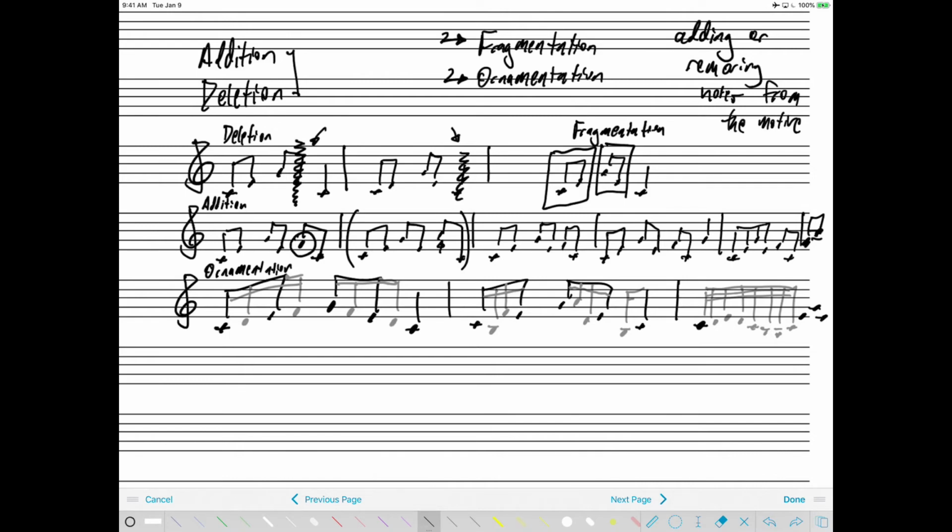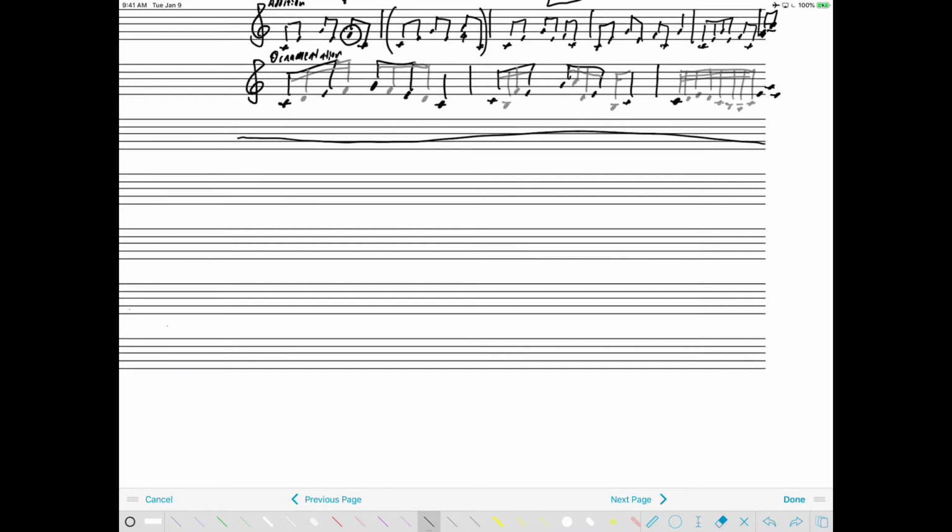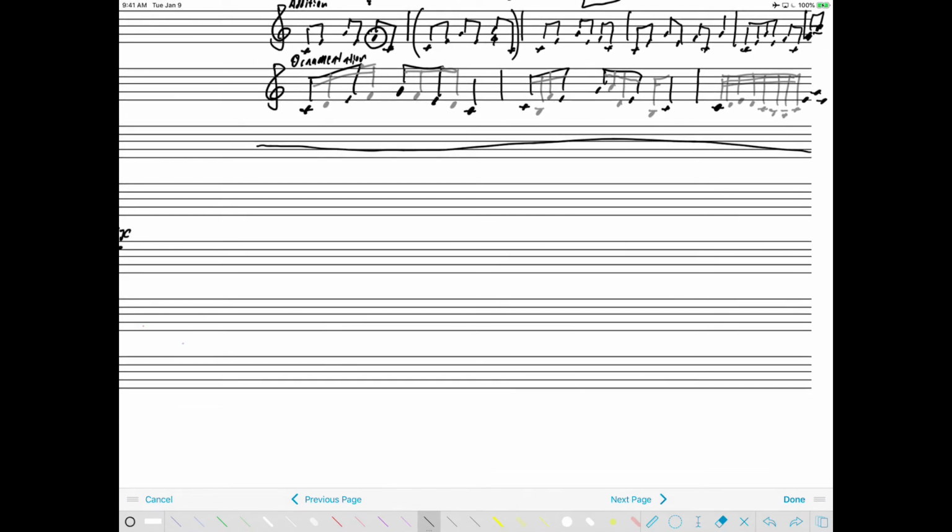I want to end with looking at two ways of developing motives that are less common in the common practice era, but certainly common in other eras, not just in the contemporary era, but in the medieval era as well. So those are retrograde and inversion.